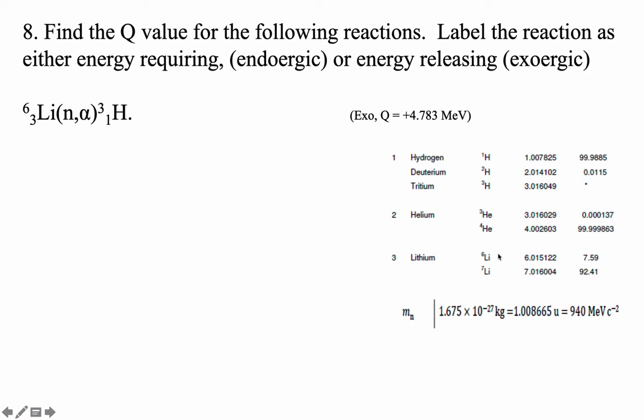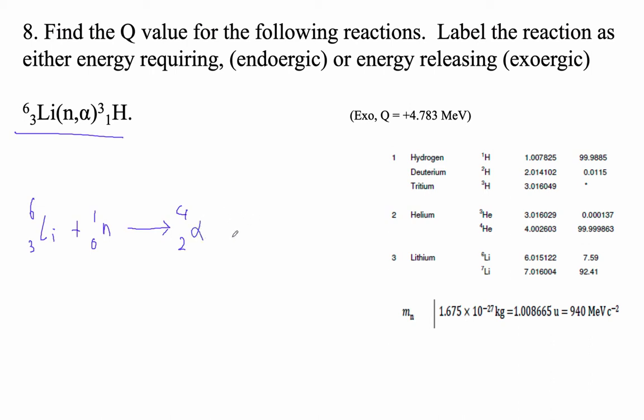All right, let's find some more Q values here. So again, I always like to write out the equation. This format for a reaction doesn't really do much for me, so I'm going to write lithium-6, 6,3, bombarded by a neutron, 1,0. The neutron turns into an alpha particle, which is 4,2. And then the resulting nucleus is tritium.